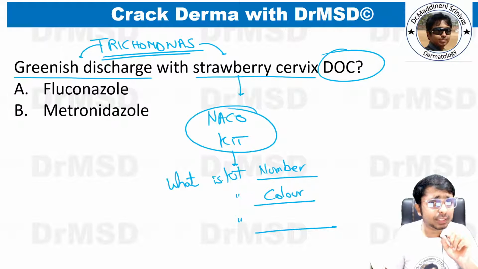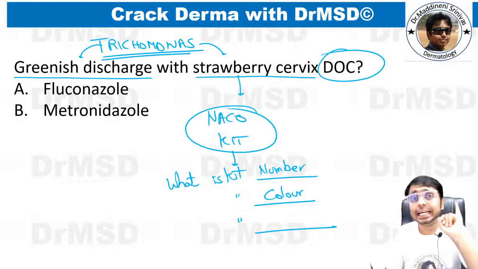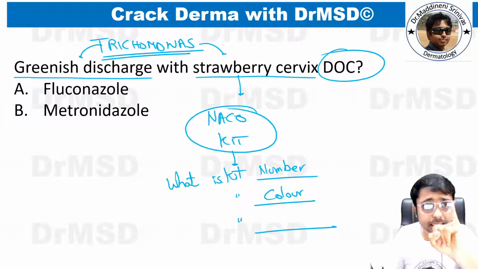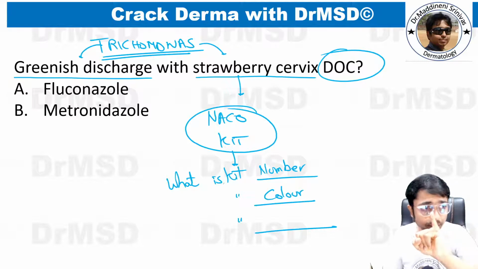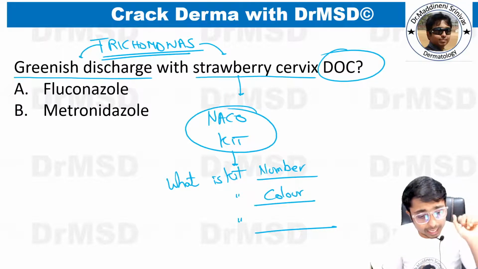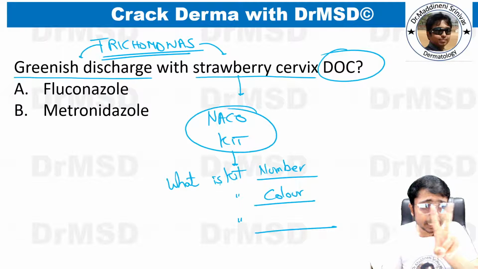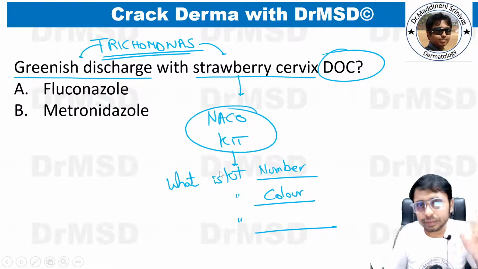So I hope all of you know this very important trick. Kit 1 is urethral discharge. Okay, please remember this, urethral discharge. Kit 2 is vaginal discharge. So the rest of the other kits we will look at.